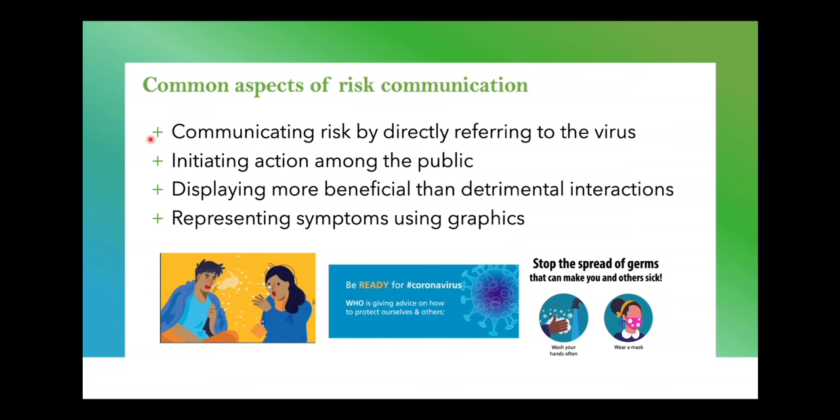So the first one is communicating risk by referring to the virus, and this strategy basically signifies the characterization of coronavirus in textual and or visual terms. So textually, these infographics make direct references to COVID by using phrases like coronavirus or COVID-19. And visually, these infographics represent the virus by showing icons or images of the coronavirus, as you can see here in this image.